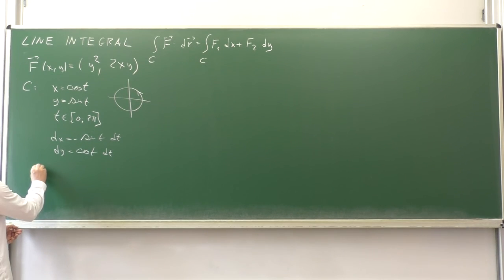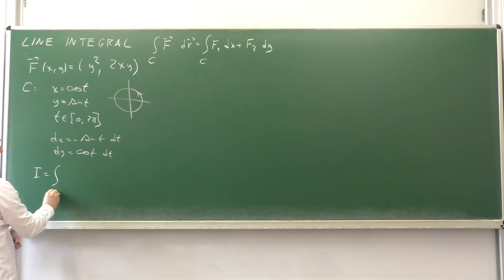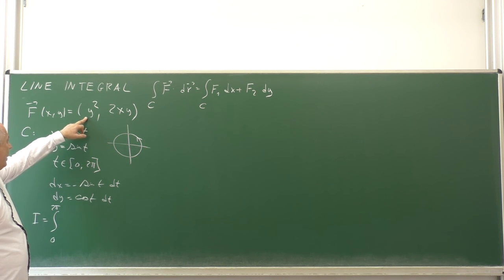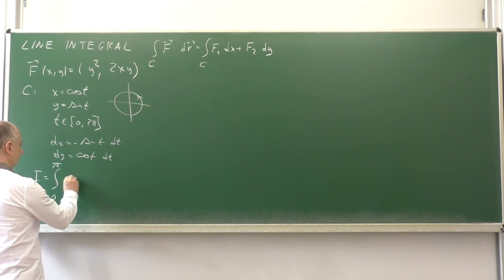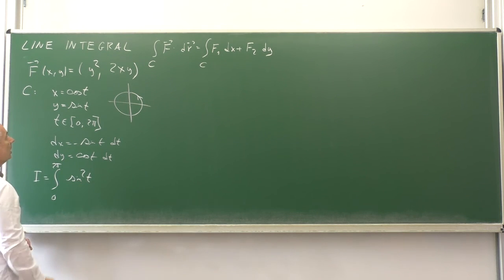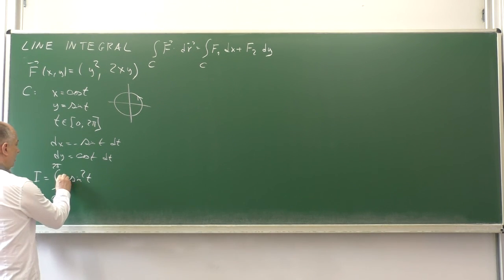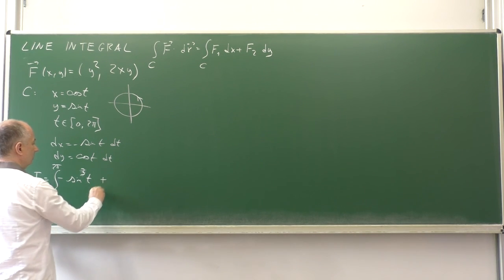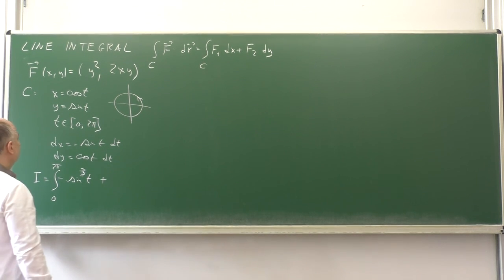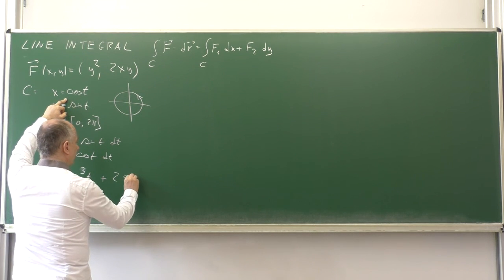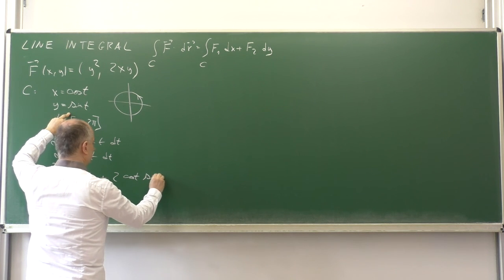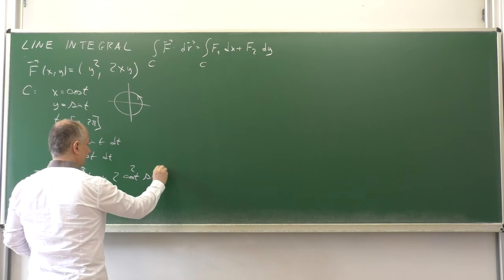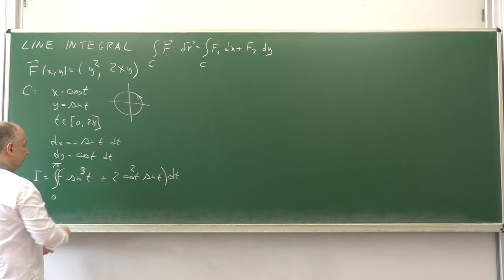And then the integral will be the integral from 0 to 2 pi of f1, which is y squared, which is sine squared, times dx, which is minus sine t, so we have sine cubed, plus f2. f2 is 2xy, so we have 2 cosine of t, sine of t, times dy, which is cosine of t, so we have cosine squared of t, times dt.